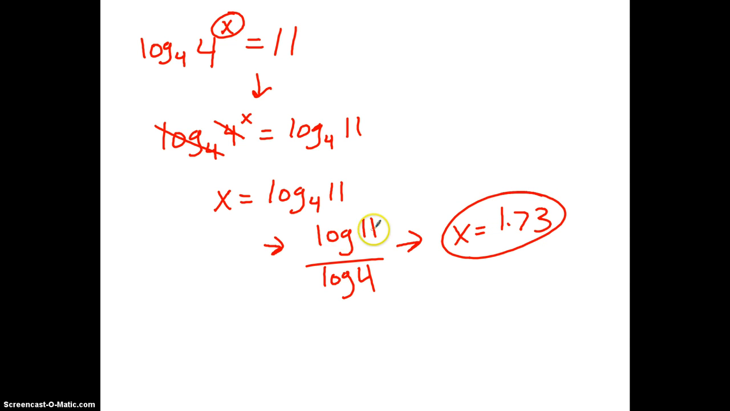Remember that you just hit log 11. You plug this in your calculator, log of 11. Common log of 11 is 1.042. Common log of 4 is 0.602. Plug that in your calculator to get 1.73.